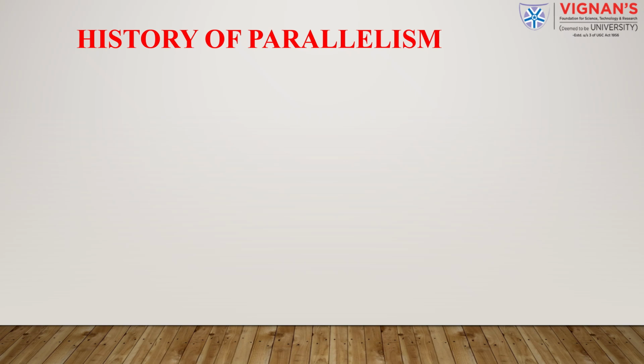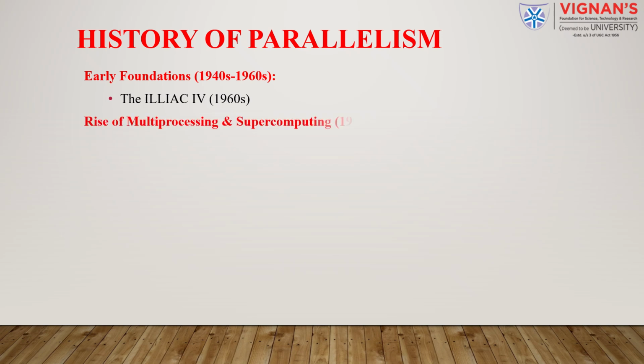To understand where we are, we have to look back at the history of parallelism, which dates back further than you might expect. Early foundations, 1940s to 1960s. The groundwork was laid early on, with machines like the ILLIAC IV in the 1960s pushing boundaries. The rise of multiprocessing, 1970s to 1980s. This era saw significant evolution.